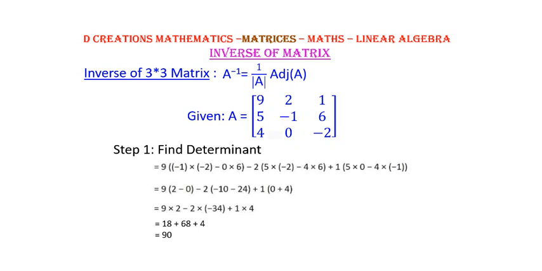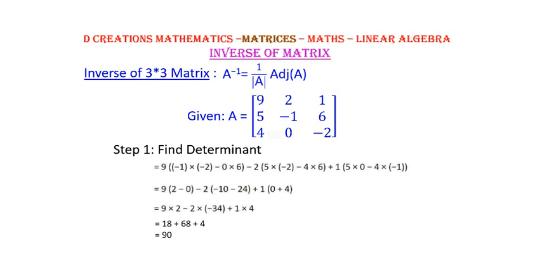So if you simplify it, it is going to become 9 into, this product is of course plus 2, this product is 0, minus 2 into, this product is minus 10, this product is minus 24, plus 1 into, this product is 0, plus 4. If you simplify it further, 2 minus 0 will give you 2, minus 10 minus 24 will give you minus 34, and 4 plus 0 will give you 4. So it becomes 18 plus 68 plus 4, that gives you 90.